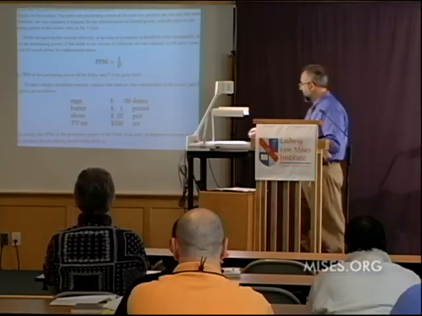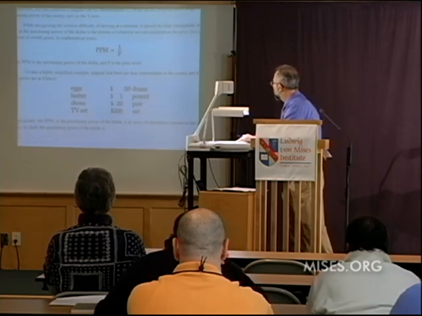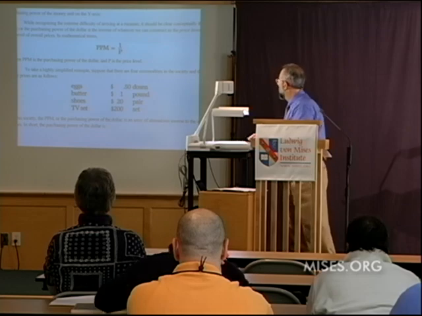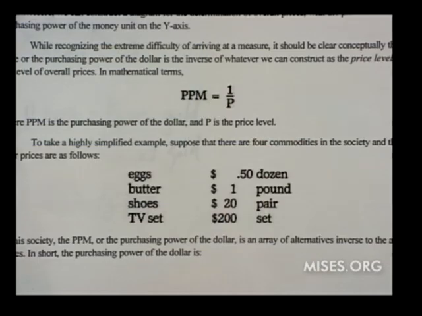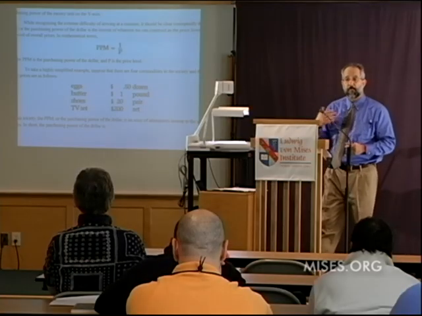And Murray Rothbard in his book gives a very simple example of a four-good economy. Actually, it's a five-good economy, in which there are eggs, butter, shoes, and TV sets, all of which are priced in money, because now we know that money is a general medium of account. And notice that these are the money prices. Now, given that these are the money prices, what would be the price of money?